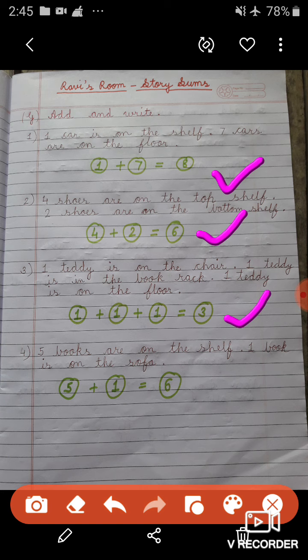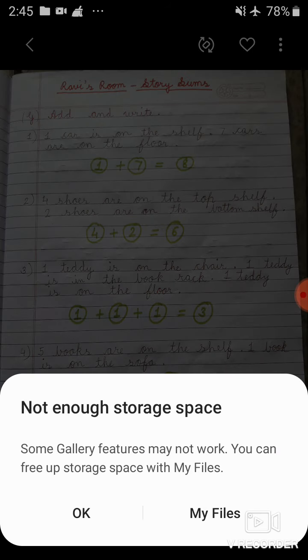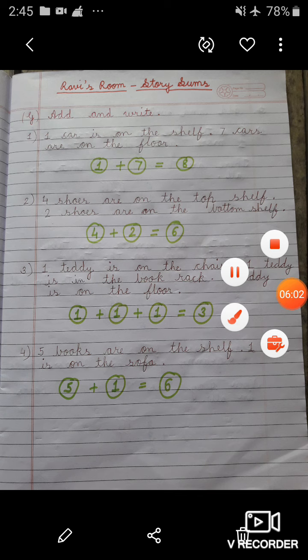Okay, now let's come to question number 4. 5 books are on the shelf, 1 book is on the sofa. Now students, Ravi has 5 books on the shelf and 1 book on the sofa. So the total number of books is 5 plus 1 equals 6. Okay, so you have to write this in your notebook like this. I hope you understood how to write this exercise in your notebook. Now students, let's discuss the next question.